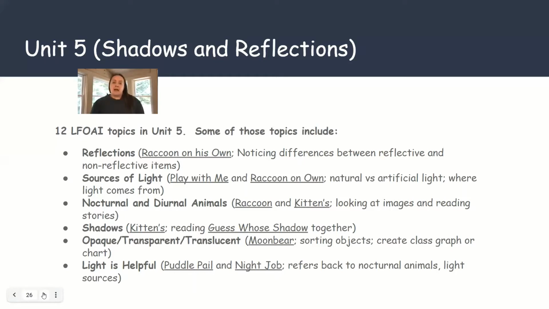You're looking at shadows, you're looking at opaque, transparent, and translucent objects. And after one lesson, they're using those words. They'll walk around and say, oh, that's transparent, or hey, that's translucent. And I hear from parents all the time, like, where did they learn this word? Well, right here, and let's find out about it. And we also create a class graph or chart with that activity. And then we're also learning how light is helpful and referring back to the things we've learned about nocturnal and diurnal animals and light sources.